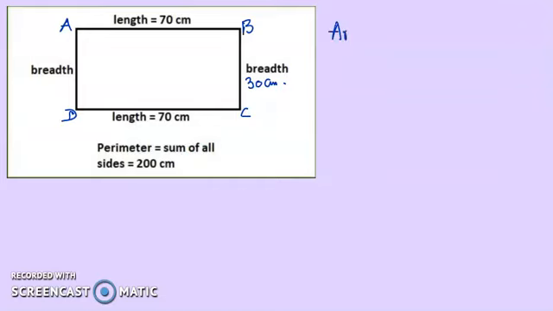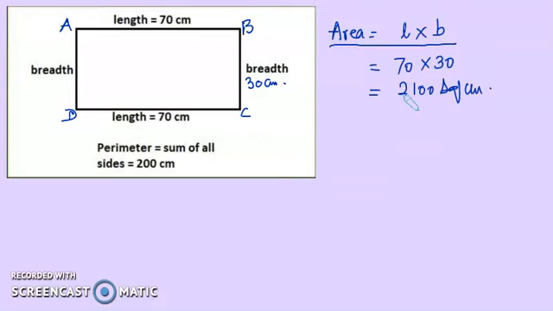Area of a rectangle is given by area equal to length times breadth. Length is 70 centimeter, breadth is 30 centimeter. So area will be 2100 square centimeter. Remember, area of a rectangle is given by length times breadth.